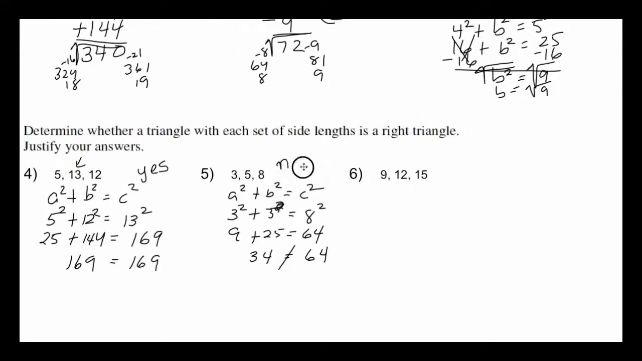So this is no. Now I should have known that these would make a right triangle because they don't even make a triangle. According to our triangle inequality, two sides of a triangle must always add up to be larger than the third, and 3 plus 5 is not greater than 8. So these don't even make a triangle. So I'm sure you can do 6 now.